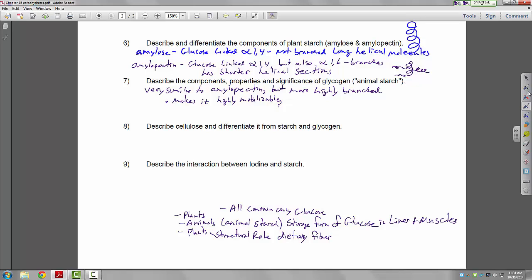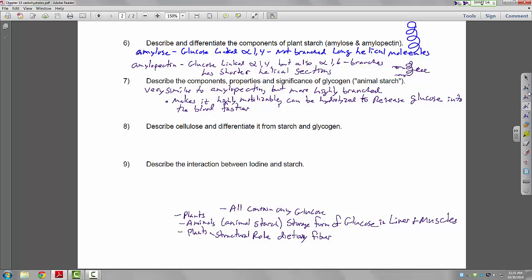What does that mean? It can be hydrolyzed to release glucose into the blood faster, which is necessary if you're an animal that has to respond to their environment quickly. Plants do not have that necessity, so they can take their time.